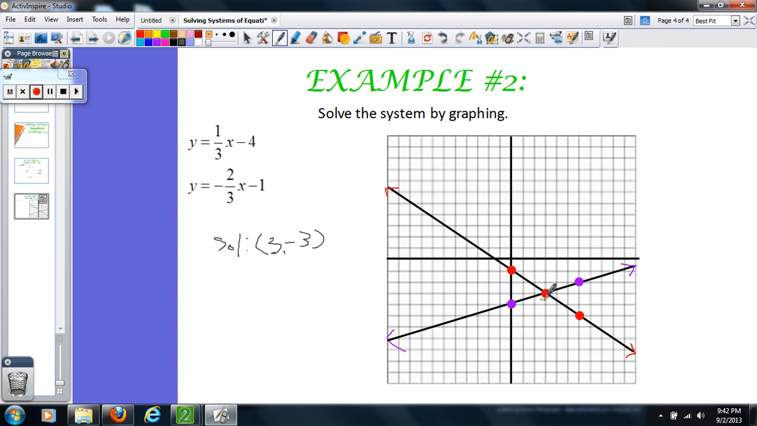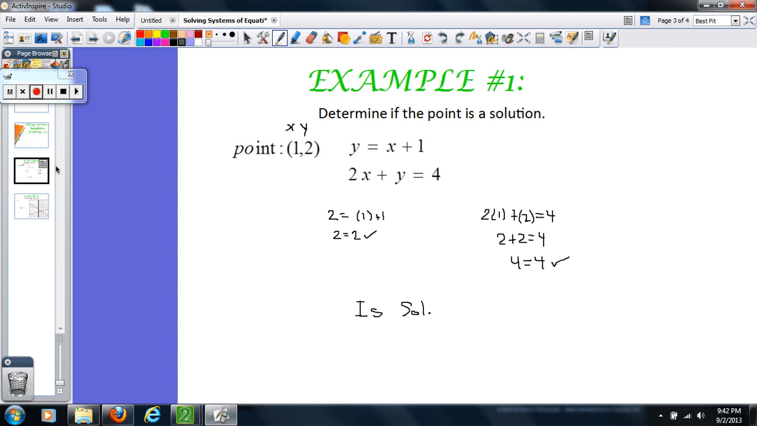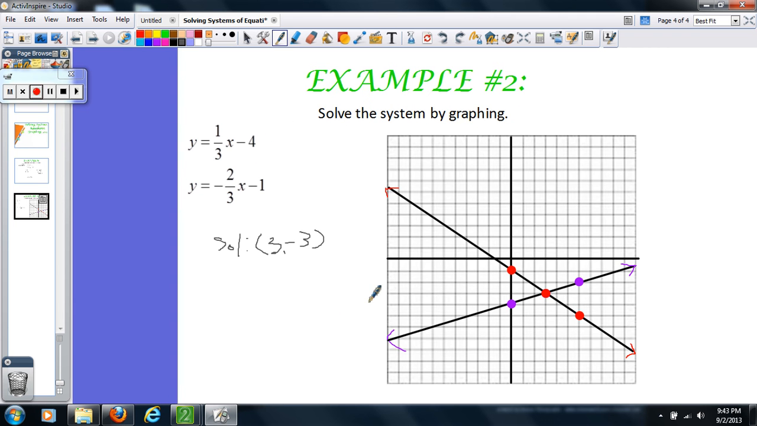And that's right there. And that kind of is where this comes into play, because this is where we get the point from here, (1, 2). If I was to graph these, they would intersect at the point (1, 2). With these two equations, this system, when I graphed them, they intersected at the point (3, negative 3), which meant that that was their solution. So that's really all there is to graphing.